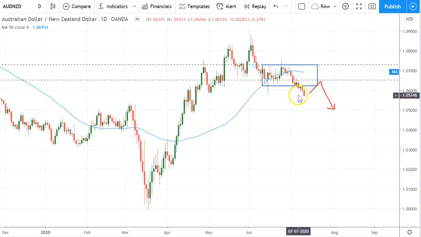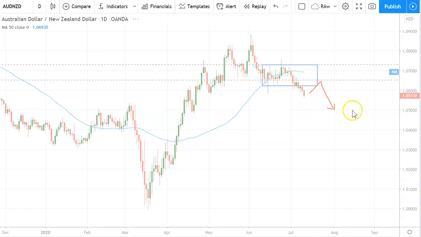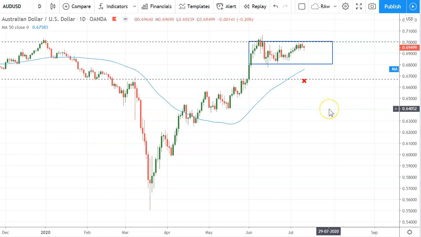Aussie New Zealand made a critical break last week. Now I'm looking for a retrace and a good bearish formation. This is what I'm going to be watching this week. Good bearish formation here, and I would take it south. Otherwise, it's just likely to get back in here and keep going sideways. But that's one on my watch list that I'm watching closely.